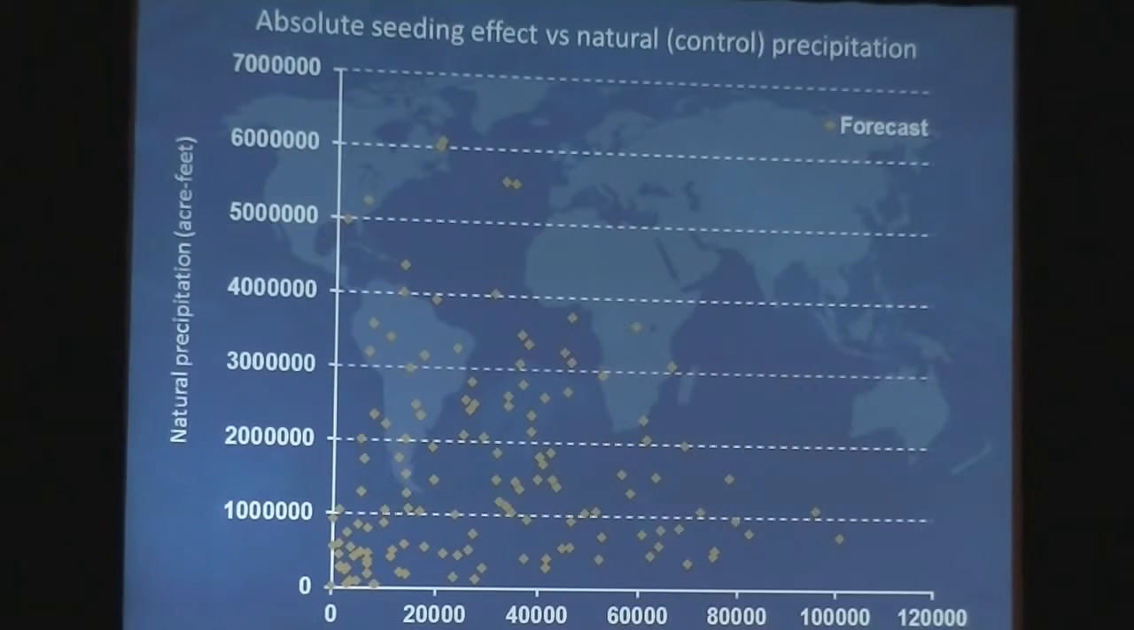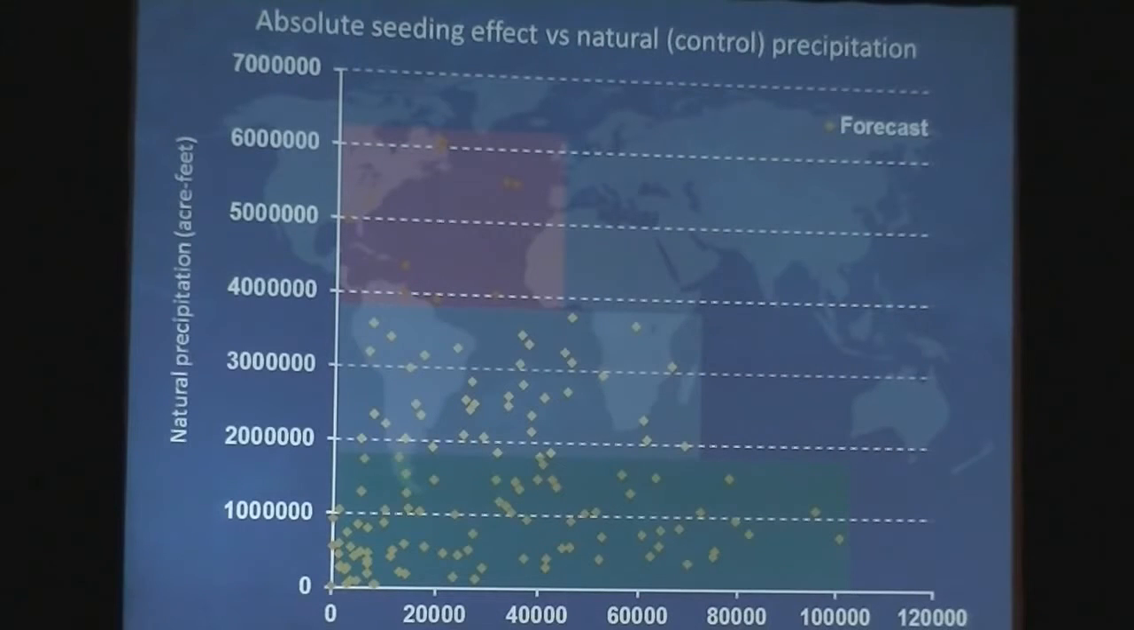And when we look at this on an absolute amount, again we still have the total control precipitation here in acre feet, and now we have the seeding effect calculated in acre feet. So it has nothing to do with the actual control now. You can see there's obviously a lot more scatter, but you can still see that for the highest overall control precipitation, or natural precipitation, you're not getting your largest absolute enhancements in precipitation. For the more moderate range, you're getting a little bit more of the moderate enhancements, but really you're getting your biggest enhancements in an absolute sense when you have the lower overall control precipitation.